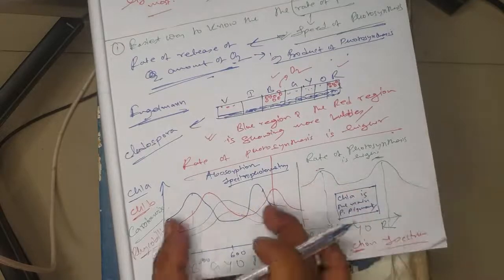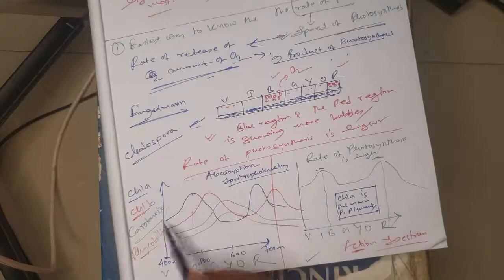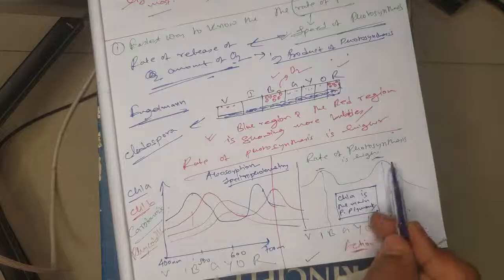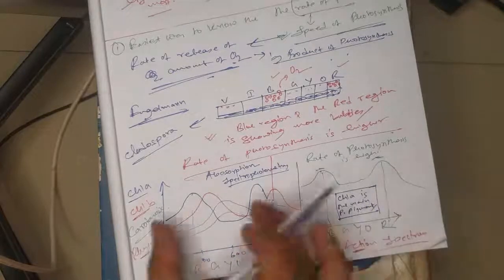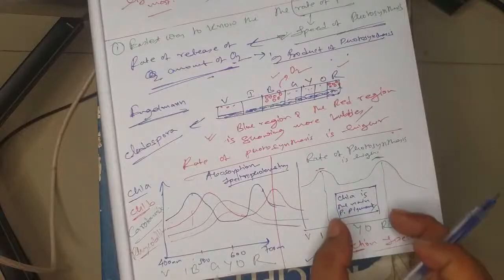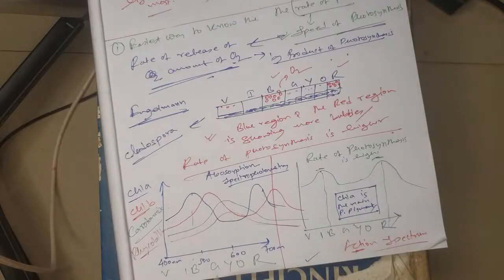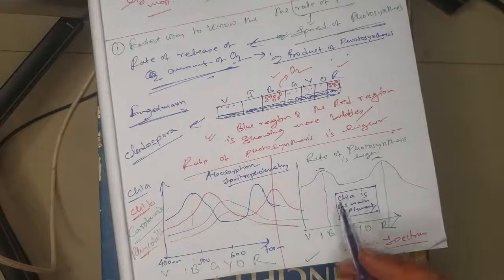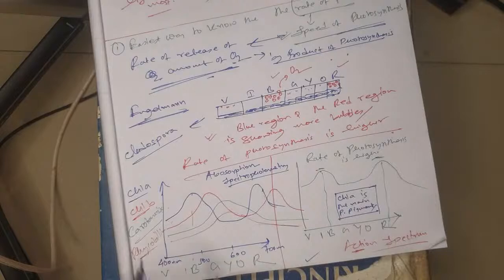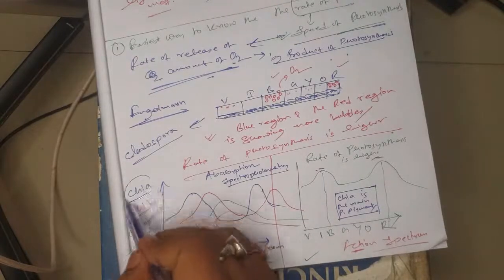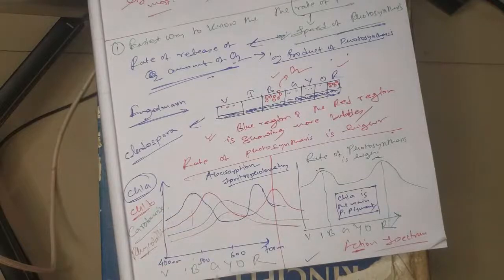If you superimpose this graph on this graph, this curve superimposes with this curve. When they superimpose, we come to the conclusion that chlorophyll A is the main photosynthetic pigment, because blue and red light are the most effective lights for photosynthesis, and chlorophyll A is the pigment which absorbs blue and red light. So chlorophyll A is the most effective photosynthetic pigment.